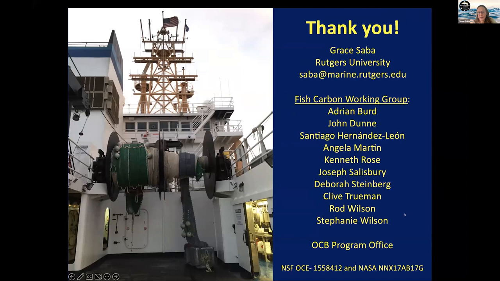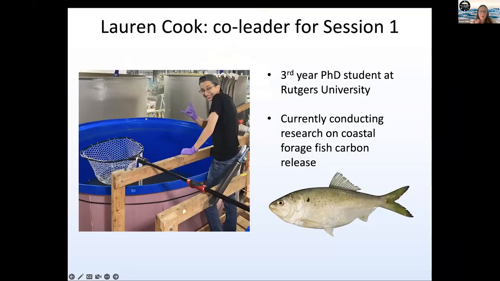I do want to quickly introduce Lauren Cook, who's the co-leader for this session. So Lauren is a third-year PhD student at Rutgers University. They are currently conducting research on coastal forage fish carbon release. So Lauren will be coming up here in a second to introduce the three plenary speakers. So thank you very much.